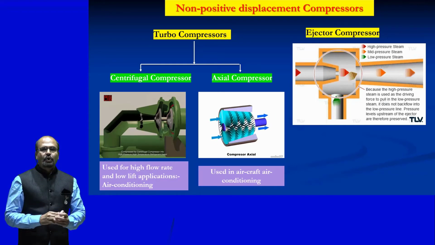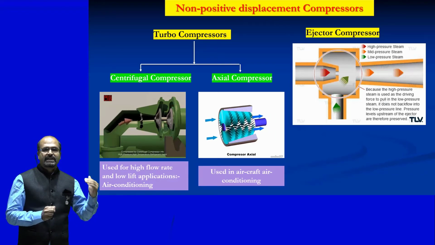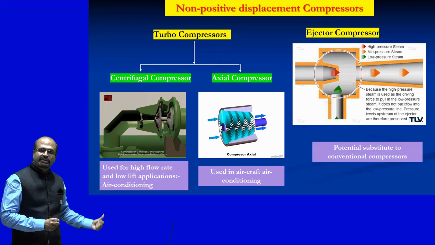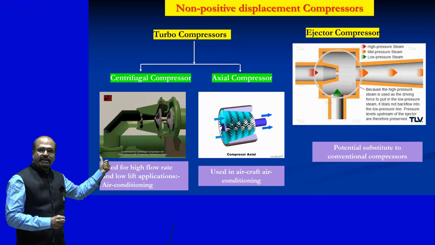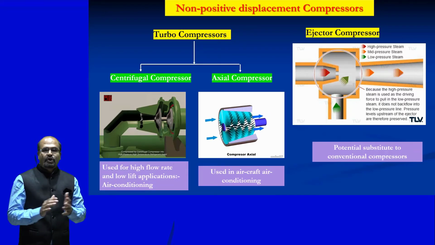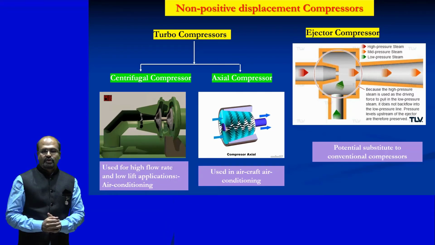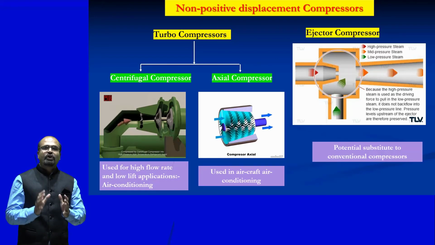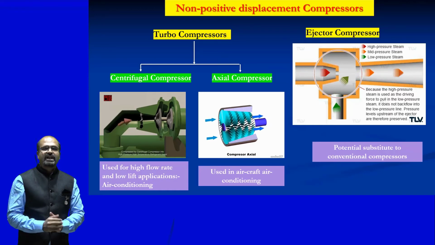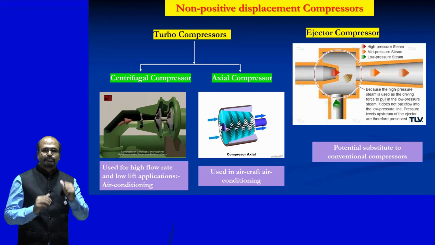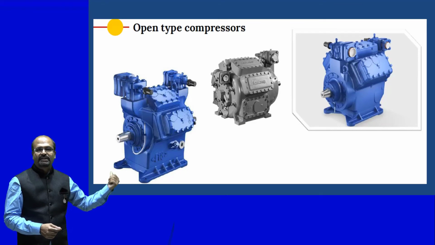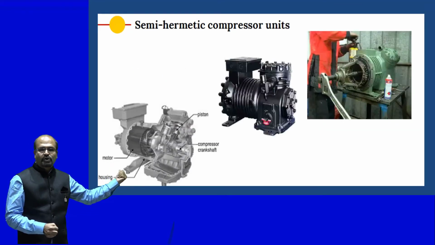Ejector compressors are also called thermocompressors, where with the help of high pressure stream, the high velocity is generated, and this high velocity is responsible to suck the refrigerant from the evaporator. So mixing takes place in the mixing chamber, and that mixture is compressed in the diffuser section. These compressors are the potential substitute to the conventional compressors, because these compressors work on low grade energy. So non-positive displacement compressors are especially suitable for air conditioning application, where the requirement of flow rate is more with the small pressure ratios.